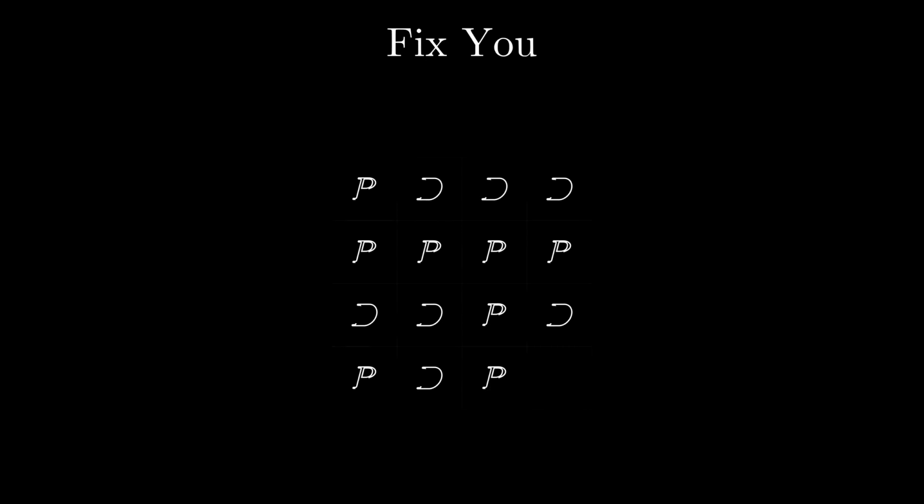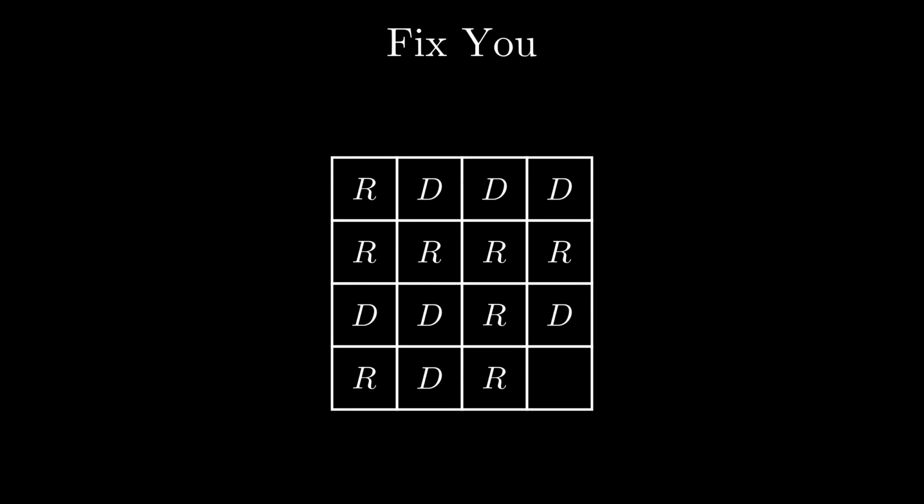In this problem, we're given a grid filled with R's and D's. If we're at an R, we go to the right. If we're at a D, we go down. We need to compute the minimum number of changes such that regardless of what cell we start from, we arrive at the bottom right cell.